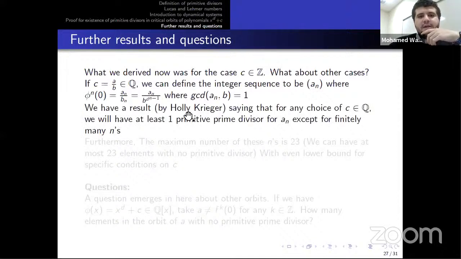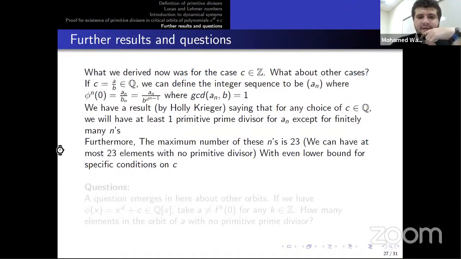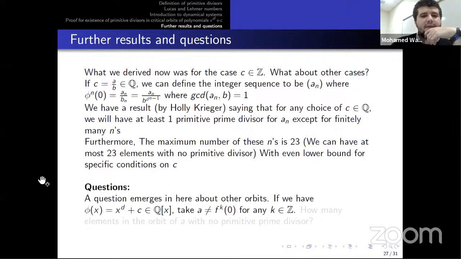So there was a result by Doerksen-Krieger that says for any choice of c in Q, there will be at least one primitive prime divisor for a_n, except for finitely many n's. And more than that, the maximum number of these n's is 23. That means in the orbit, there's a maximum of 23 elements with no primitive divisor. The others must have a primitive divisor. And there are even lower bounds for specific conditions on c, depending on the range of c.